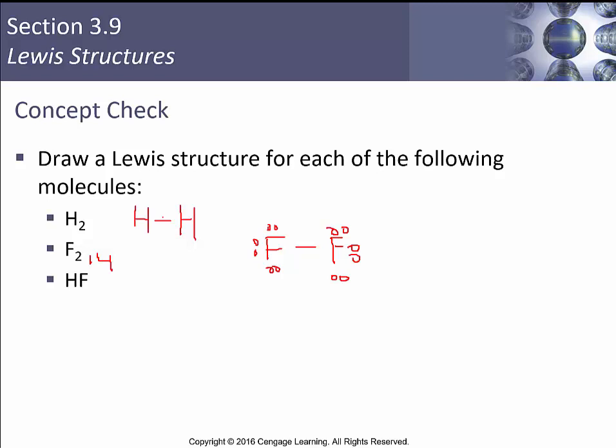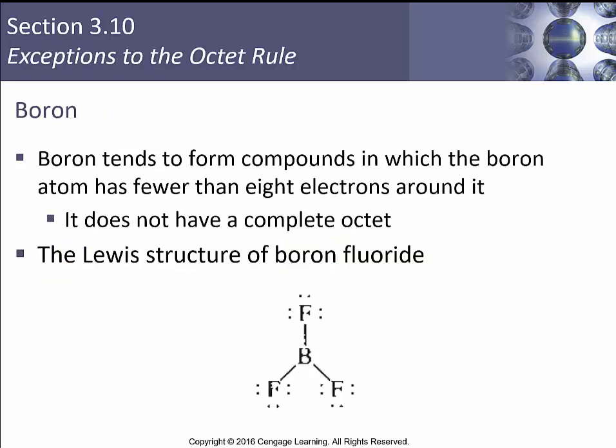So let's delve into some exceptions to this octet rule. Boron is one. Boron tends to form compounds in which the boron atom has fewer than 8 electrons around it, so it's not going to have a complete octet.